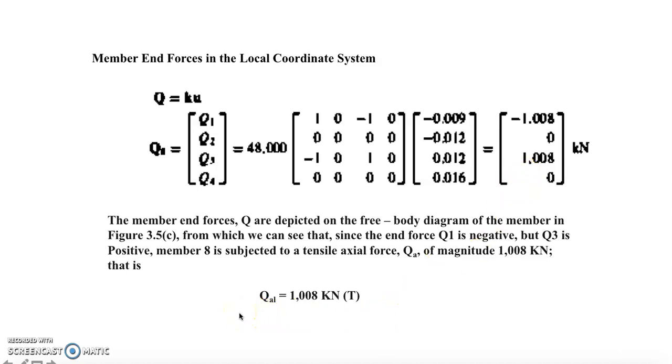So that ends our discussion for our member end forces in the local coordinate system.